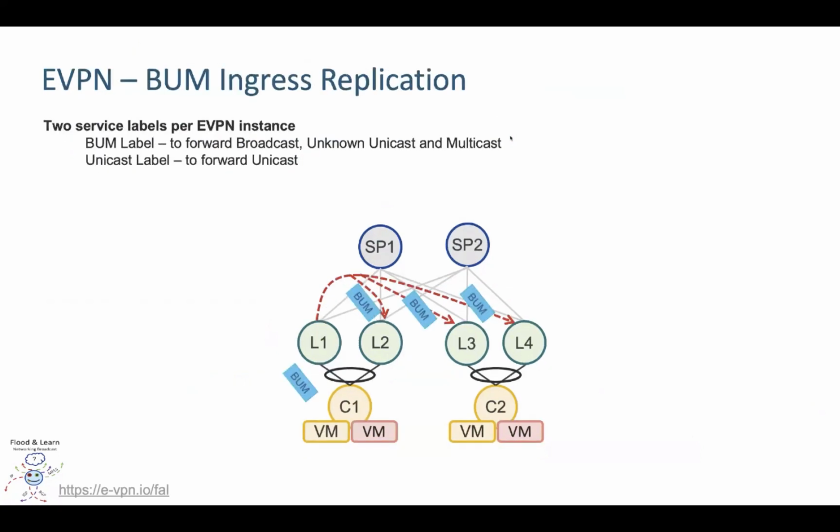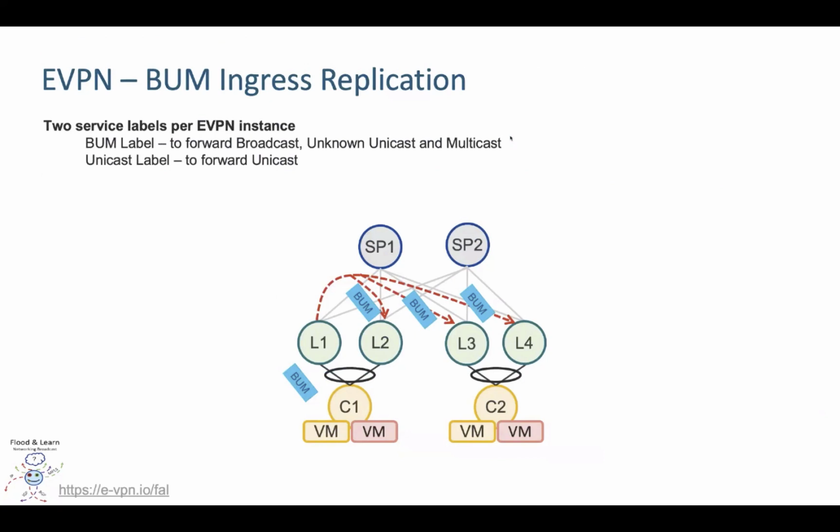Important thing, initially, what will happen is that you will receive broadcast, unknown unicast, and multicast traffic. Of course, you have to flood it in the network because it must be completely transparent. For this, basically what we are doing, for example, on IOS XR, is ingress replication. So we will basically send this broadcast, unknown unicast, and multicast traffic over the core. So L2, L3, and L4 will receive this traffic.